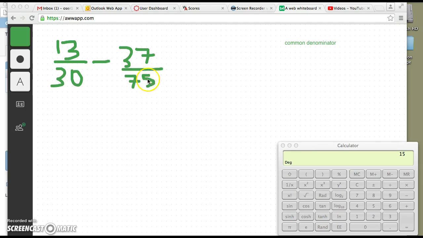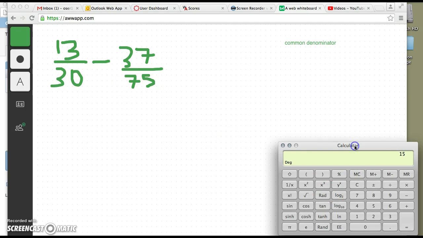And we just want to go through the multiples of 75 until we find a multiple that is also a multiple of 30. All right, so at the very beginning here, 75 times 1 is 75 itself, and that is not a multiple of 30, so we're ready to check 75 times 2. So what is 75 times 2? That is 150. So is 150 also a multiple of 30? And in this case it is.